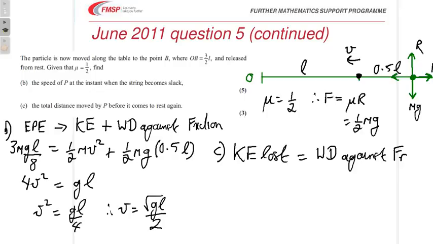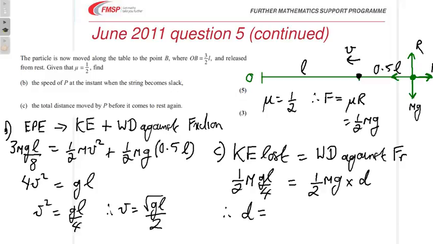So we've got a half m v squared, which is a half m gL over 4, is equal to work done against friction. Half mg is the frictional force times the distance. Let's call the distance d. Take a moment to check it. d works out to be L over 4. And the total distance then is 3L over 4. Right, well that was a simple last part, and there were 3 marks for that.